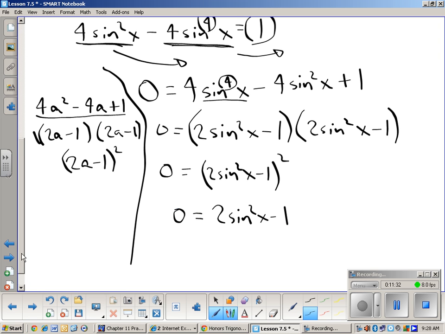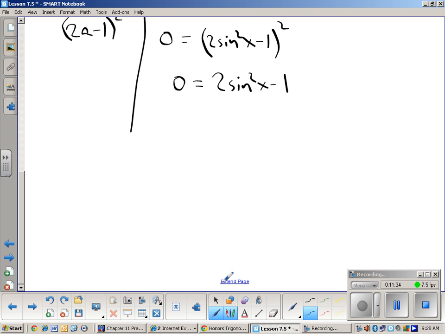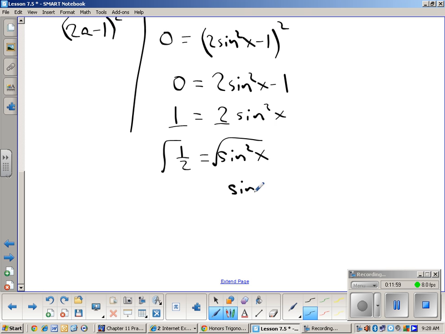And I have to get my sine x all by itself. So what am I going to do? Add 1 to both sides. 2 sine squared x. And then what am I going to do? Divide by 2. So I get 1/2 equals sine squared x. Now what do? Square root it. So sine x is equal to square root of 2 over 2.